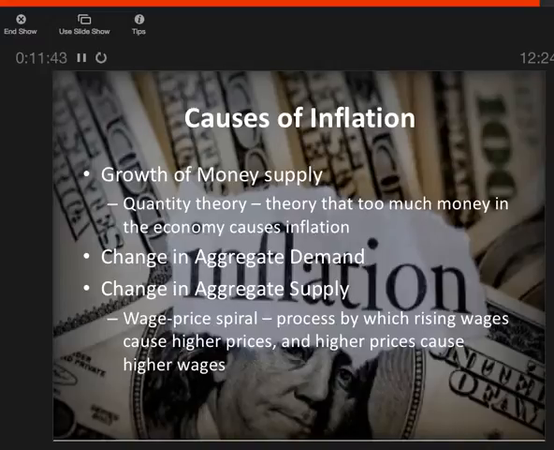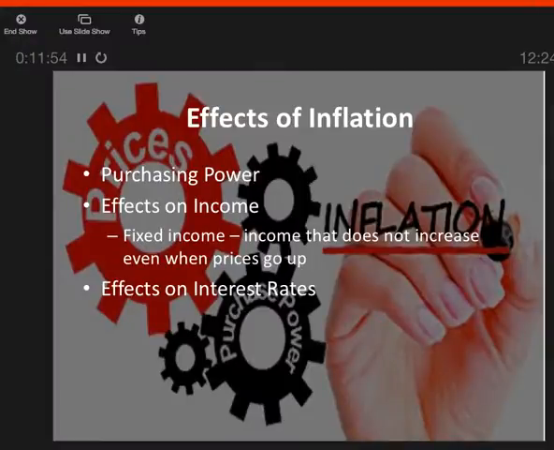Because if they're not making their profit, well, they're not going to be in business. So when you increase the price of wages, then higher prices, then higher wages, it just goes back and forth when it comes to this. What are some other effects of inflation?